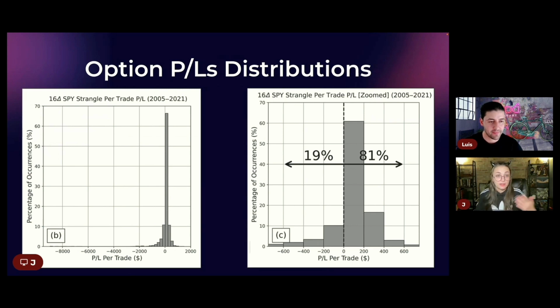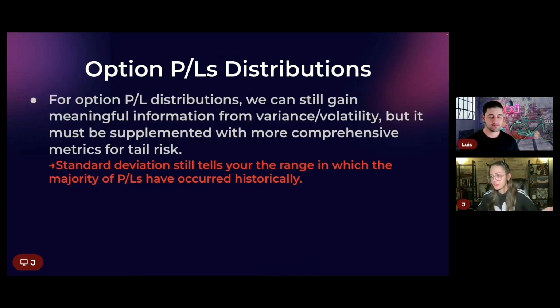For sure. But again, for me, it's not an inefficiency in the market. It's a trade-off in risk. You get that 81% profit, but that's not for free, right? Or 81% probability of profit. That's not for free. There's risk somewhere else. So you have to make sure that you understand your risk profile pretty significantly. But again, talking about standard deviations, mine are different. So just to summarize, for option P&L distributions, we can still gain meaningful information from looking at that volatility. So looking at the volatility of the historical P&L distribution, it can still give us some information about maybe the range where most of our profits and losses have fallen historically.